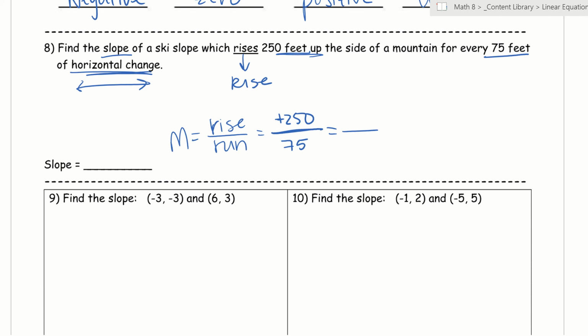That's right, 25. 25 goes into both. Sorry, I was thinking 3 because 75 divided by 25 is 3. 250 divided by 25 is 10. Can't be reduced anymore. Slope is 10 over 3. Leave it as a fraction.